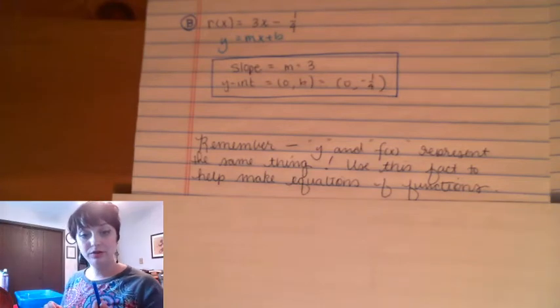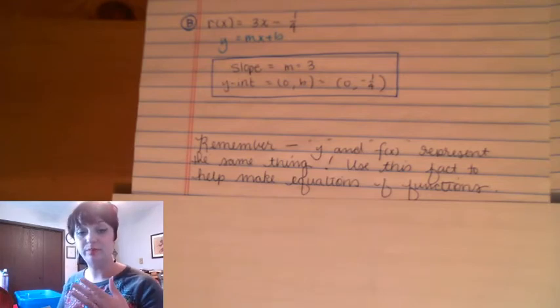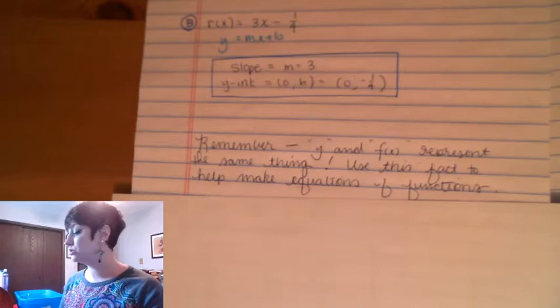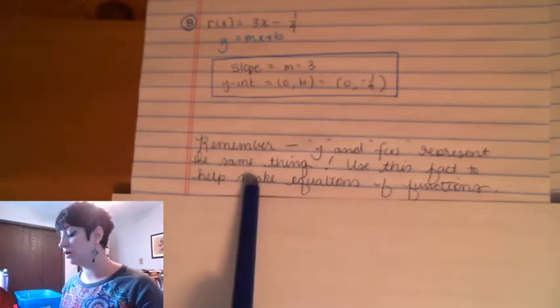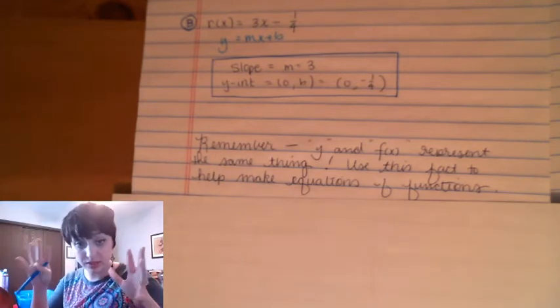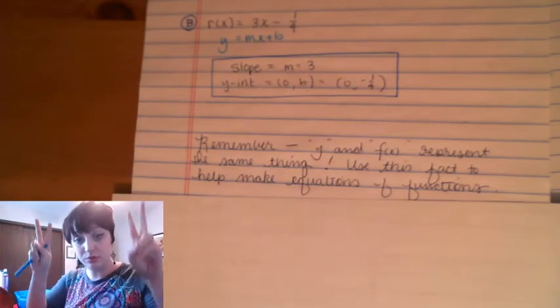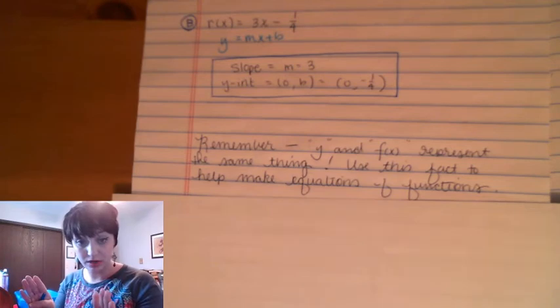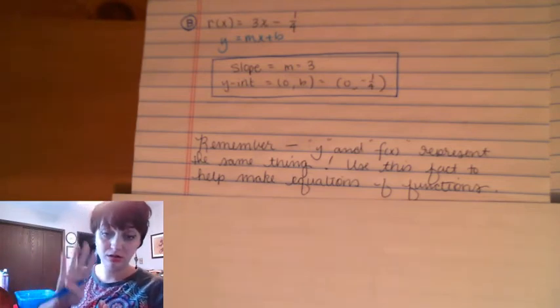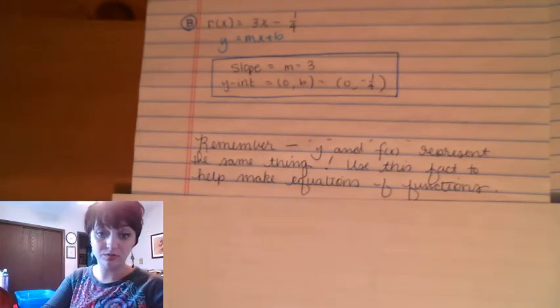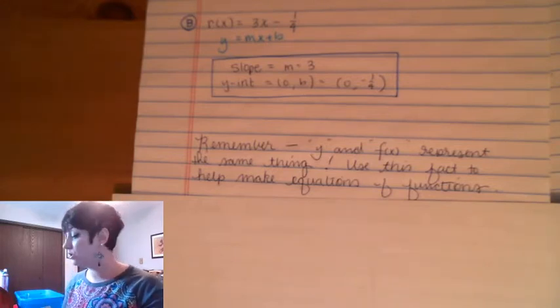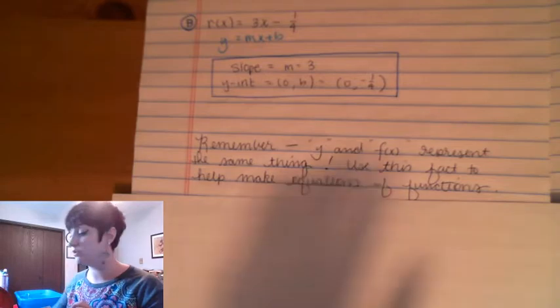All right, now also in 4.2, we do a problem where I give you some information about a linear function, and then I ask you to give me the equation. So I have a note here. Remember, the symbol y and the symbol f of x represent the same thing. Both of them are outputs, right? I have my f machine, in goes x, out comes y, or f of x. So they represent the same thing, and we're going to use this to help make equations of functions.